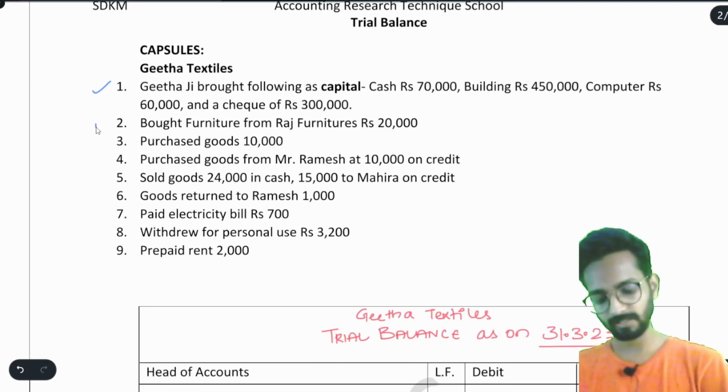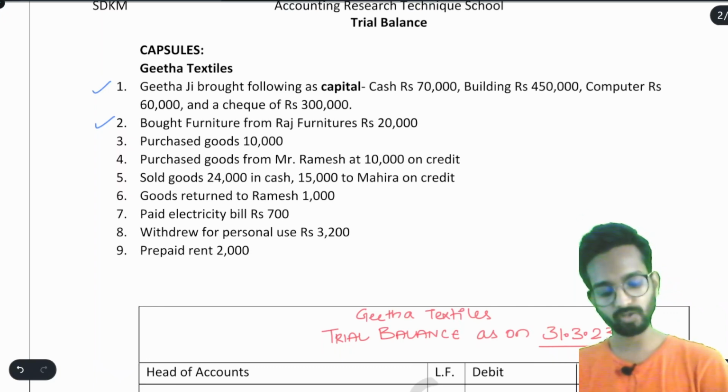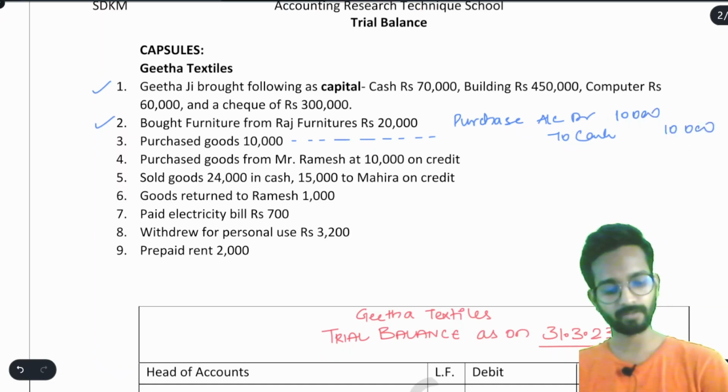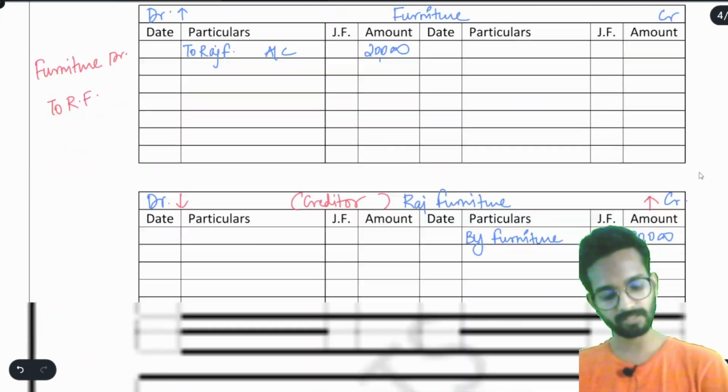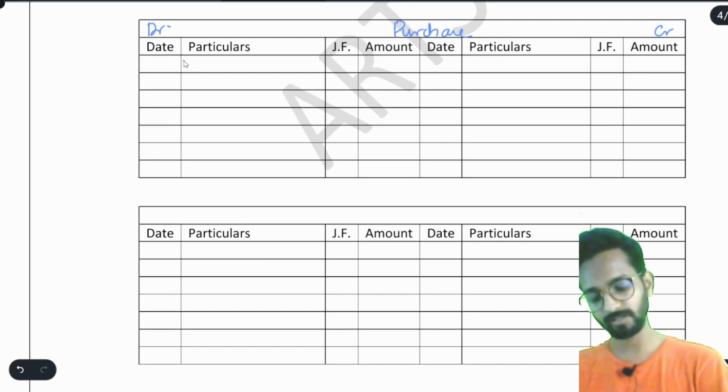Okay, after completing this, next is purchased goods 10,000 rupees. If I have written purchased goods 10,000 rupees, it means I have purchased for cash only. So what will be the journal entry for this? Tell me. It will be purchase account debit to cash. How much? 10,000. Okay. So we will write here purchase account debit to cash.